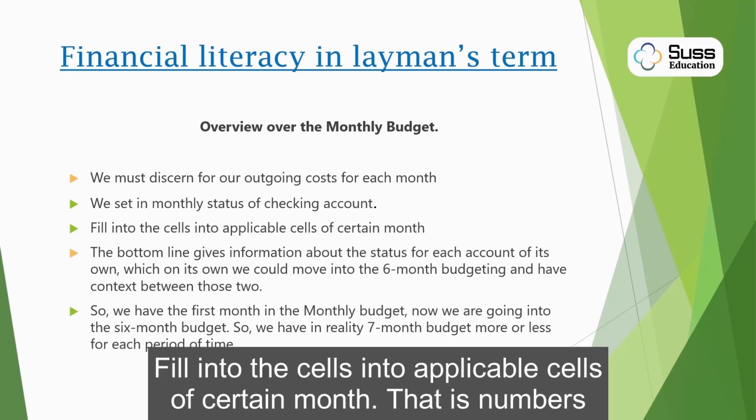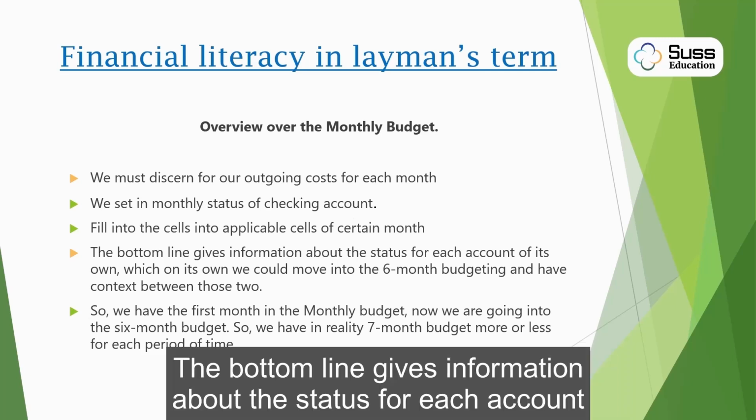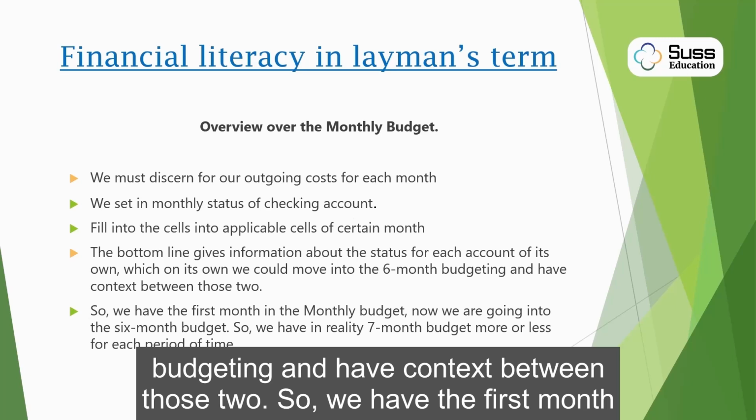Fill into the applicable cells of a certain month numbers like milk, gas, rent, and other bills. It depends how detailed you want to be. The bottom line gives information about the status for each account on its own, which we could move into the 6-month budgeting and the contest between those two.